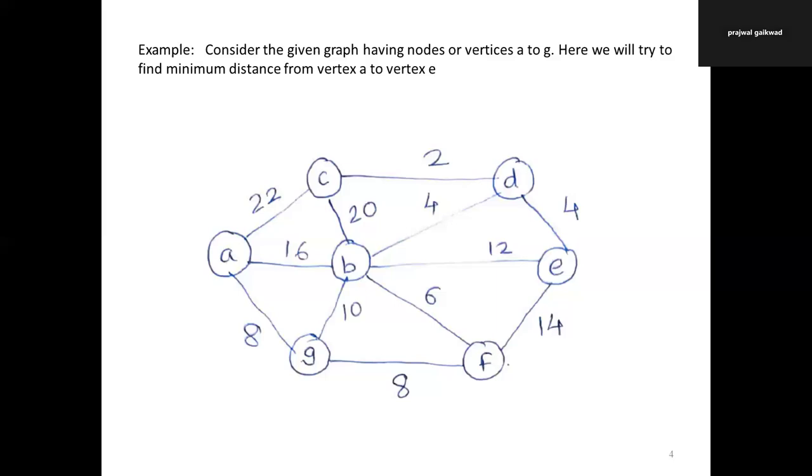Consider the given graph. Suppose the graph has the nodes A, B, C, D, E, F, G. On the edges, there is a distance given to reach from, suppose, A to C, A to B, likewise. So on the edge it will be a distance, and in the node it will be the name of that node. Now suppose we consider A as the starting vertex, and we want to reach node E. We want to find the shortest path to reach from A to E.